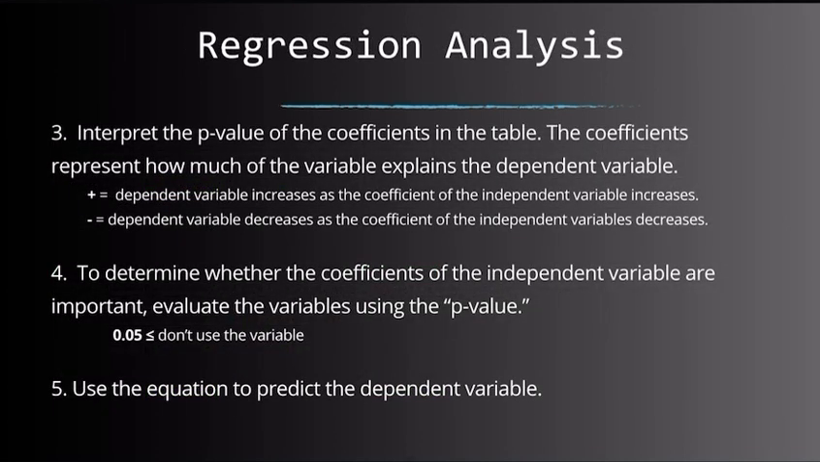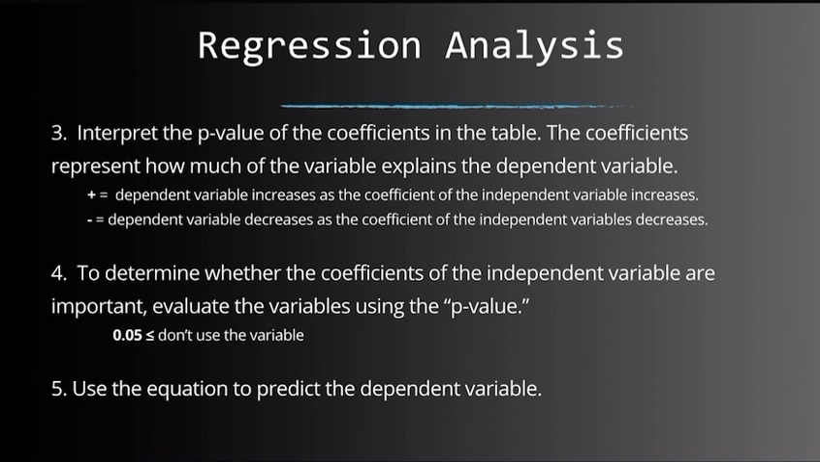Hi, this is Emma Lewis. Step 3 of interpreting the regression analysis is to interpret the p-value of the coefficients in the table. The coefficients represent how much of the variable explains the dependent variable. Positive coefficients mean that the dependent variable increases as the coefficient of the independent variable increases, and negative coefficients mean that the dependent variable decreases as the coefficient of the independent variable decreases.